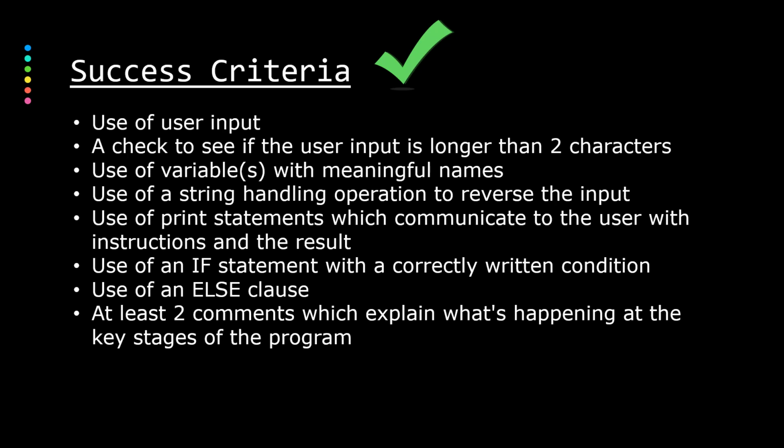To help you do this, here are some success criteria. So it should be some user input. We should check to see if this input is longer than 2 characters. We want to use variables with meaningful names. We want to use an operation to reverse the input, use print and keep the user in communication with the program so they know what's going on. Use if statements with a condition, use else as well, and have 2 comments at least to explain what's happening.